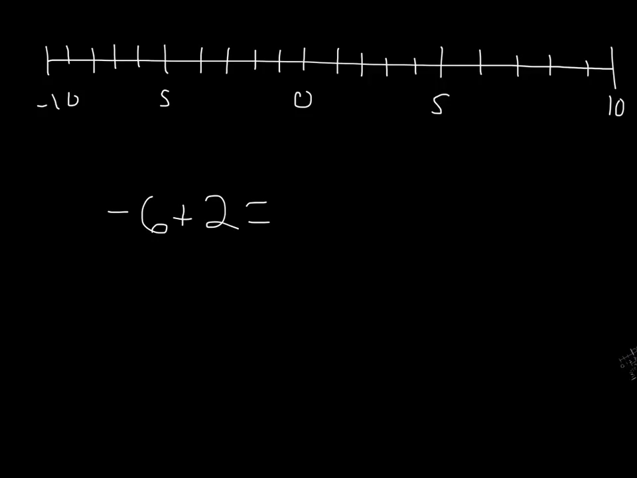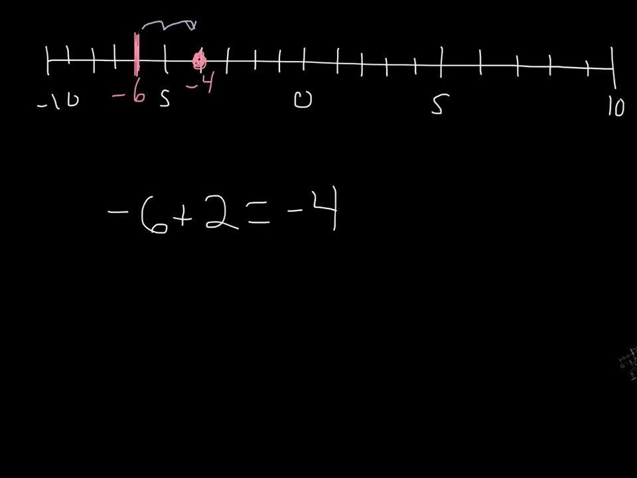Okay, I hope you've taken the time to do that. We're going to start at negative 6. This is negative 6. And if we're adding a positive, that means we're going to the right. So let's go to the right 1, 2. And this should give us our spot for negative 6 plus 2. And we actually find that this spot is negative 4. Negative 6 plus 2 is negative 4.